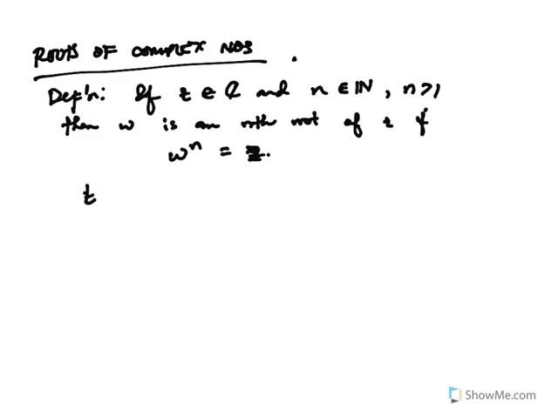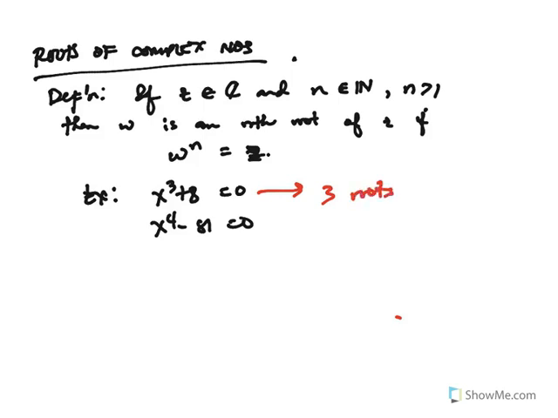And we know for a fact that, for instance, if you have x cubed plus 8 equal to 0, or x to the fourth minus 81 equal to 0, how many roots do we have for x cubed plus 8 equal to 0? Based on the degree, you have 3 roots. Also, for x to the fourth minus 81 equal to 0, you have 4 roots, based on the degree.